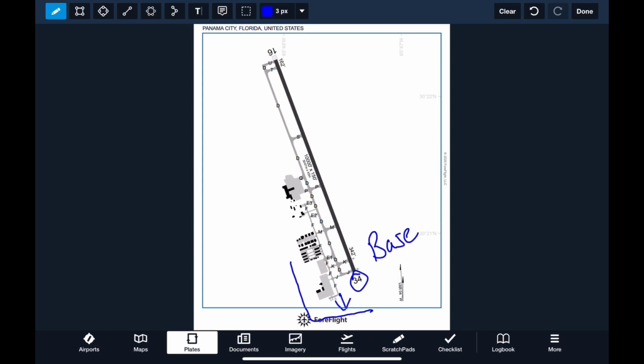So this leg would be a left base for runway 34. A right base would just be the total opposite. It'd be this way. But it's still that base leg. It's still lining up for runway 34. So that's the base leg.